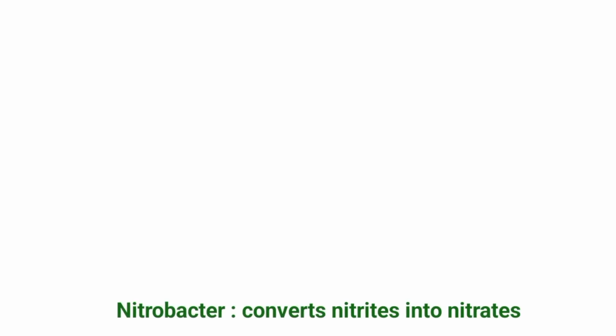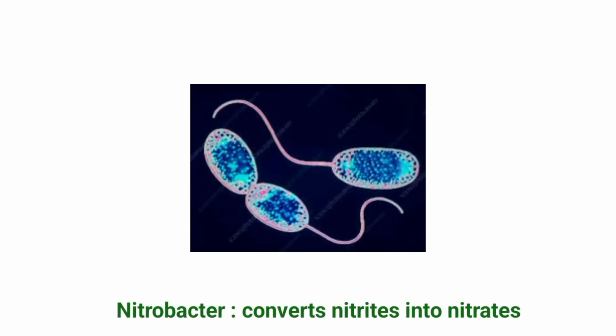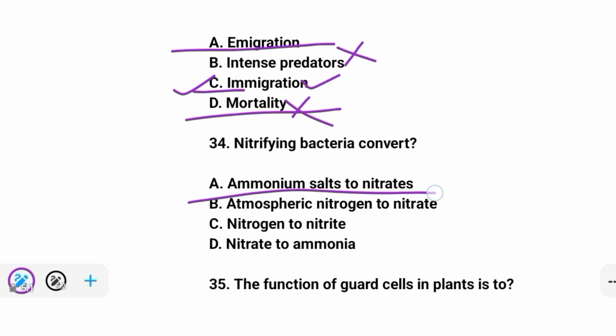Then the plant will now absorb it from the roots. So this is the process of nitrification. Ammonium salt converting to nitrate is the basic process of nitrification, which is done by the nitrifying bacteria, maybe Nitrosomonas or Nitrobacter. That's the process. Nitrate to ammonia is like the reverse process. You can call it denitrification, because you are going back. Okay, you are going back to ammonia. So the answer is option A.